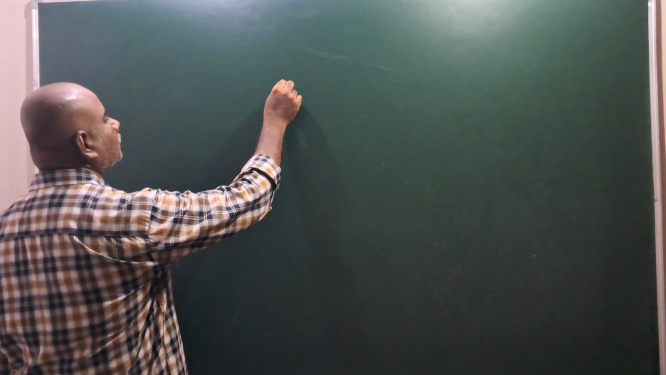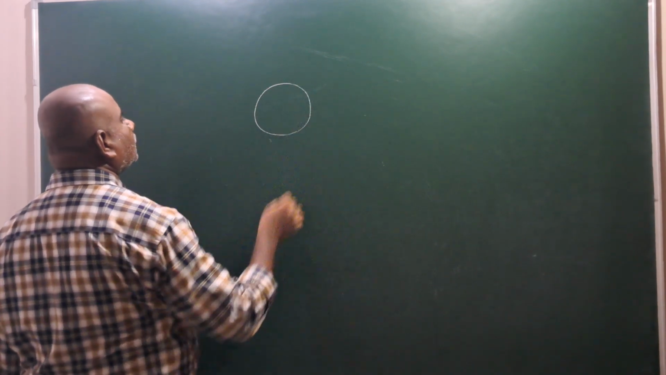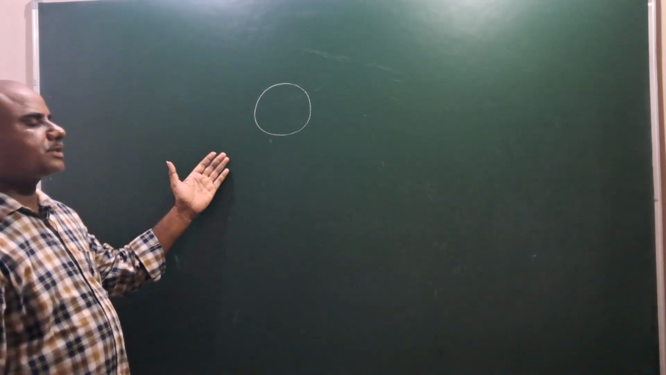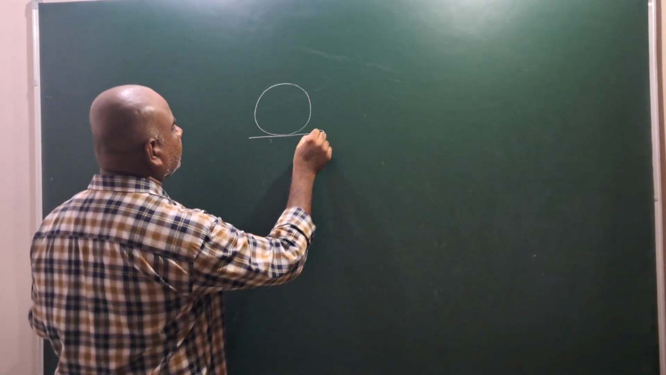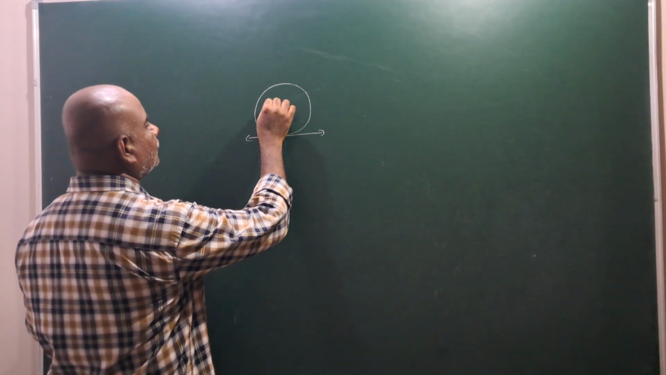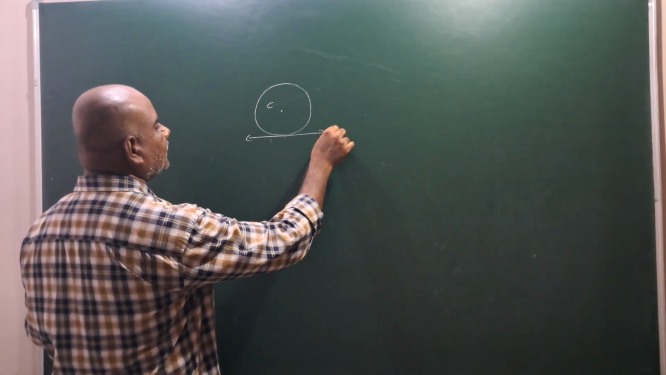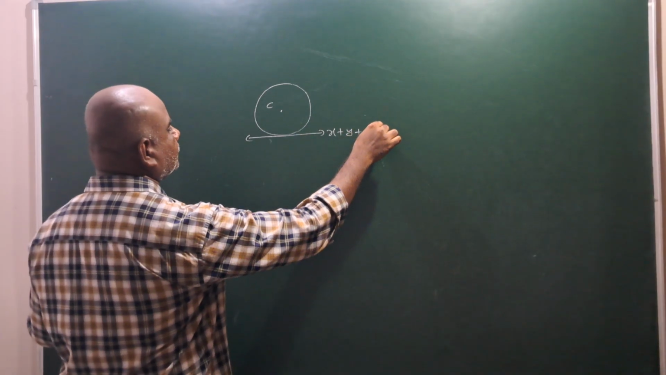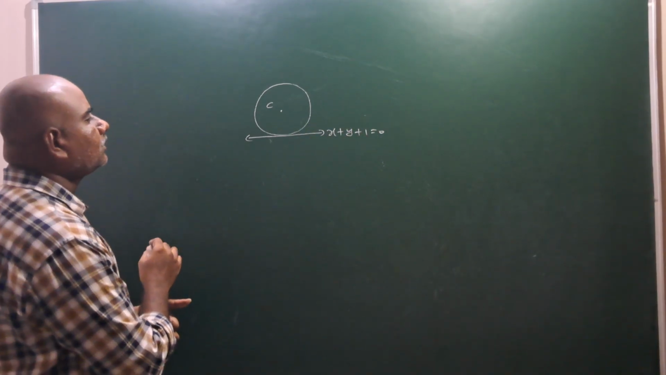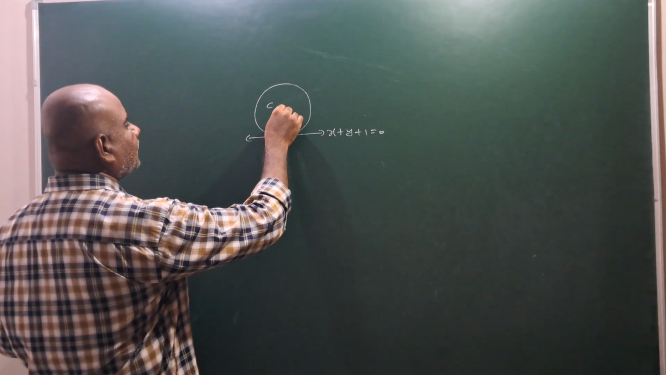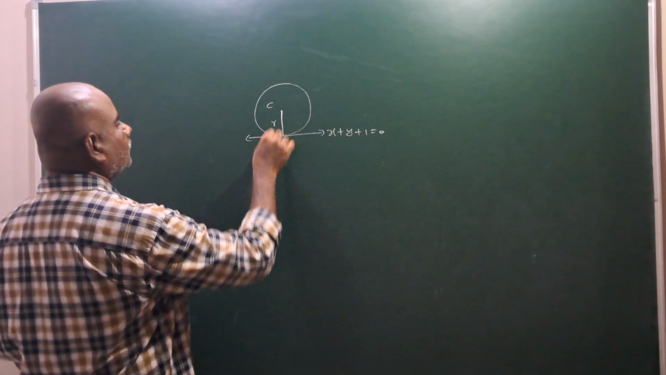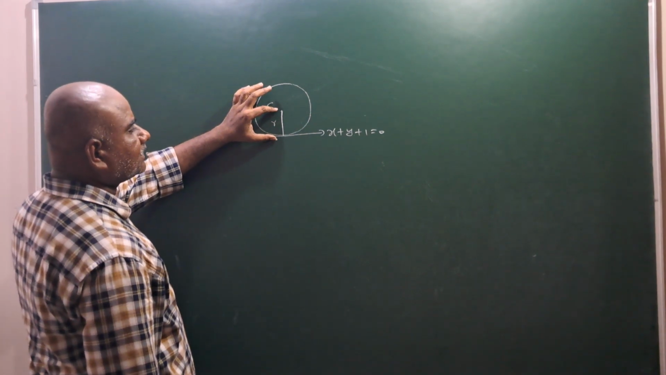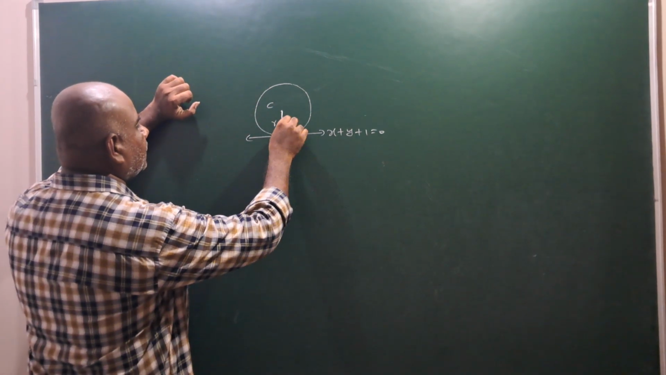Let us draw one rough diagram. Take a circle. We have to prove the given straight line is a tangent to the circle. That means you draw a tangent like this, and this is the center of the circle. This is the given tangent. Now, if you draw a radius line from center to this circle like this, then this distance is equal to the radius, and it is the perpendicular distance.